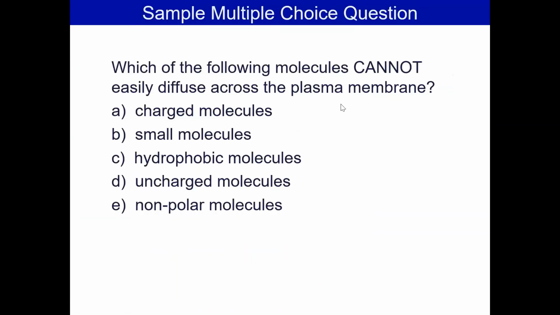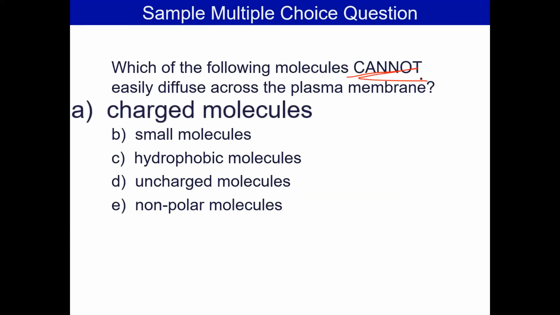Here's a sample multiple choice question. It says, which of the following molecules cannot easily diffuse across the plasma membrane? So watch out for words like that, right? We want to make sure if we're reading the word cannot or true or false or something like that. I guess it just popped up the answer for you. Charged molecules. Everything else is good. Anything that can fit through that hydrophobic layer, so hydrophobic molecules are good. Tiny things like water are good. Uncharged usually means nonpolar. Maybe not the best choice of word there, but nonpolar and hydrophobic are used interchangeably.